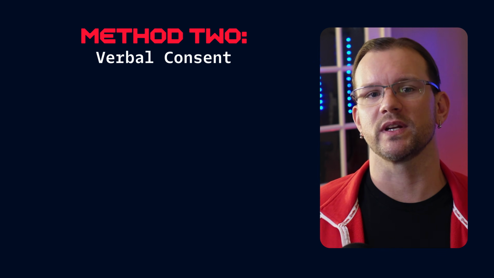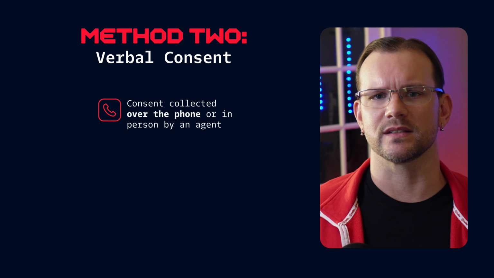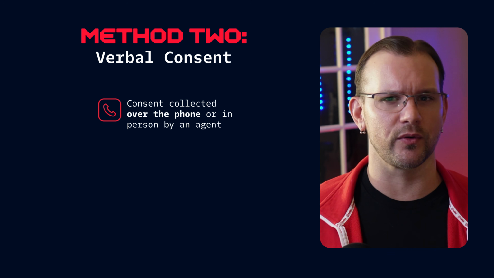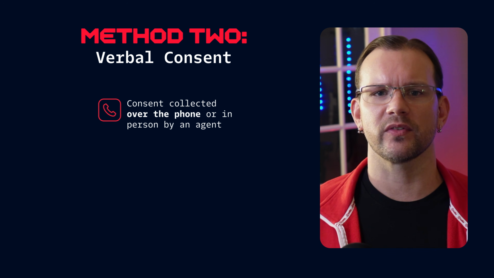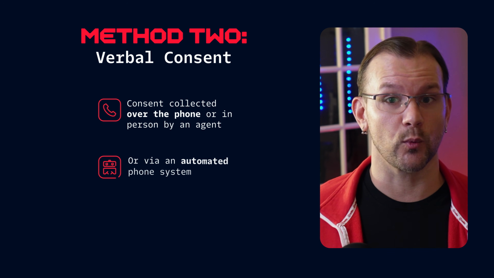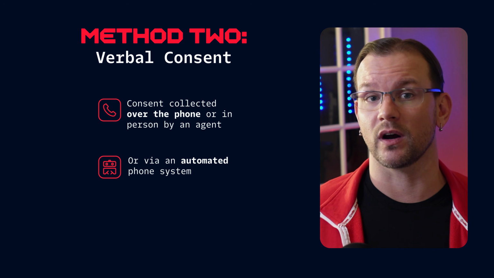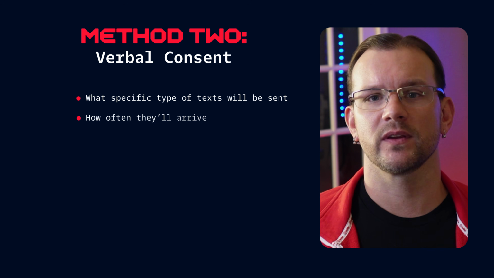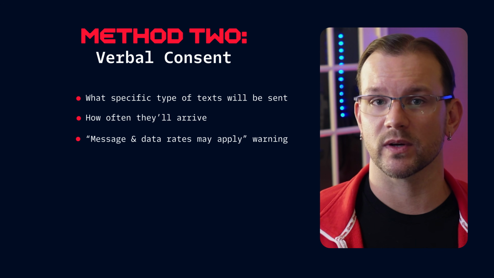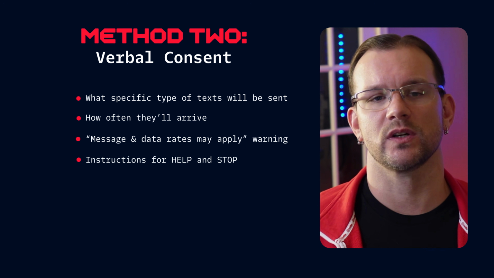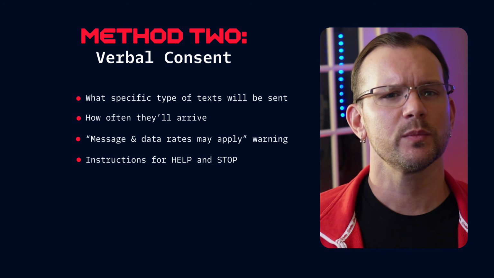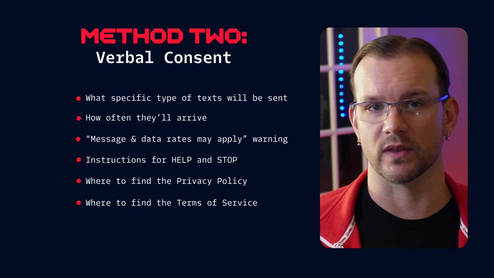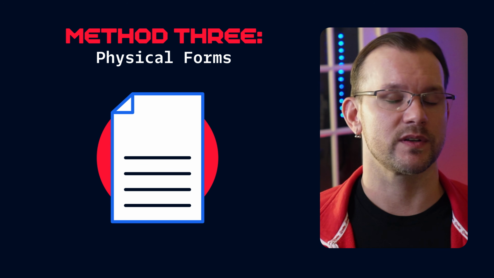Method 2 is verbal consent. What if you're collecting consent over the phone or in person? The rules are just as strict, but the proof is different. You need to provide a verbatim script, the exact word-for-word lines your agents use or automated systems use. It must include what the texts are for, how often they'll arrive, the message and data rates may apply warning, and instructions for help and stop. You must also tell the user exactly where they can find your privacy policy or read the key parts to them.